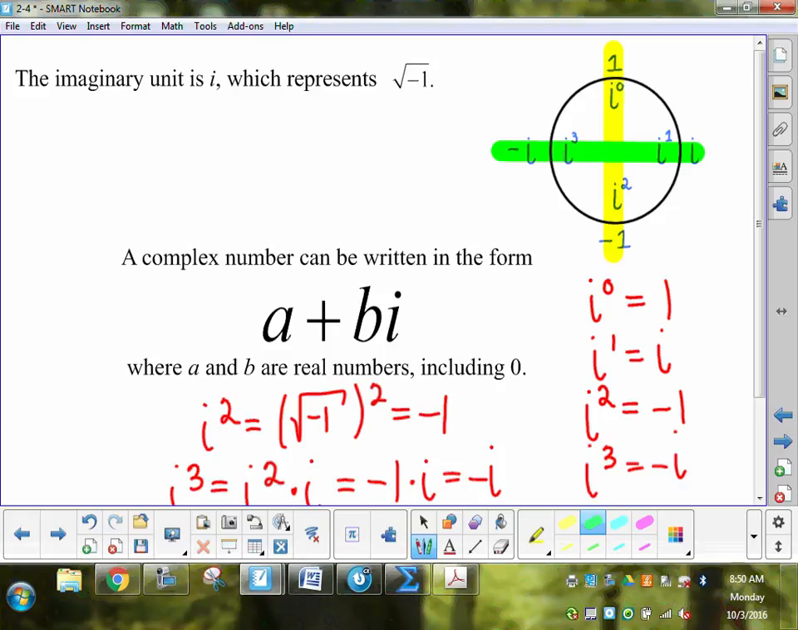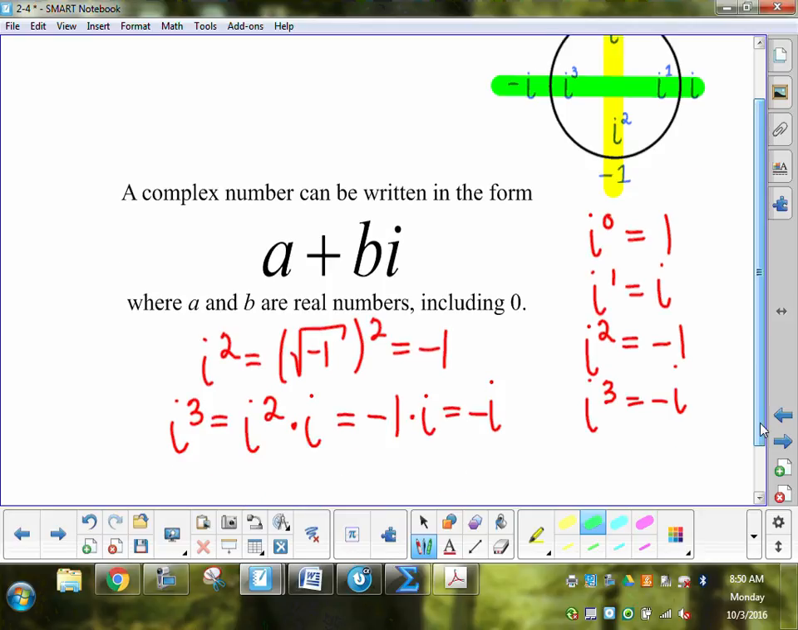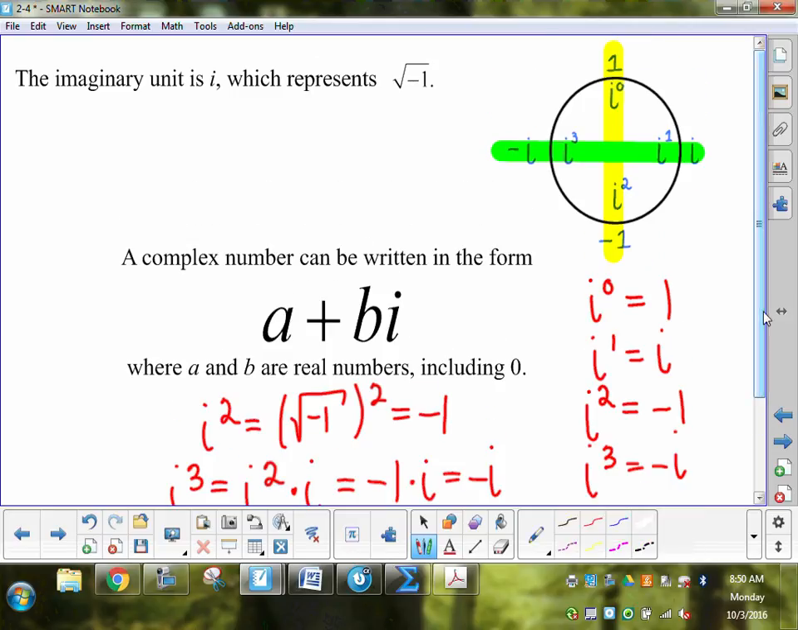Another thing that you need to know is that these are cyclical, meaning it goes in a cycle. So i to the 0, i to the first, i to the second, i to the third. I to the fourth would fall on the same place as i to the 0 power, which is 1. See how when we go around 0, 1, 2, 3, 4 falls up here? 5, 6, 7, 8, 9, 10, 11, 12.